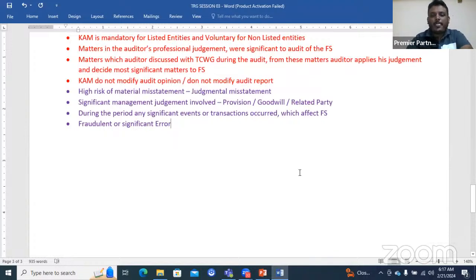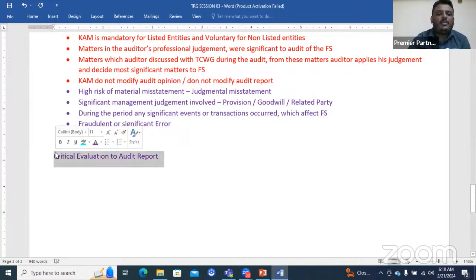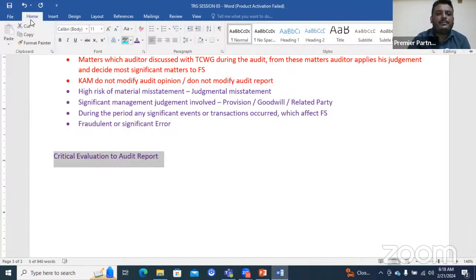Now, students, shall we discuss critical evaluation of the audit report? I didn't include that question here. Critical evaluation of the audit report is a third type of question. Okay.